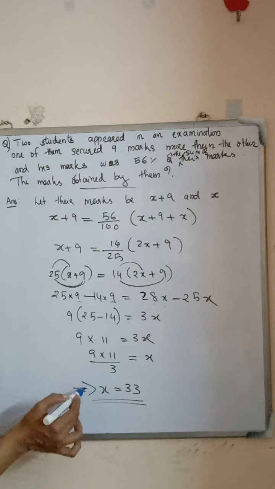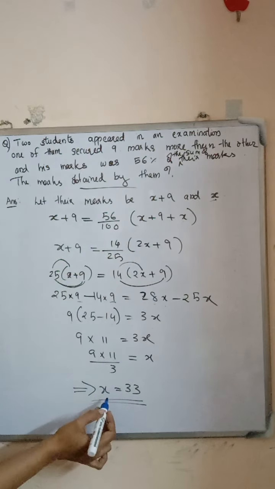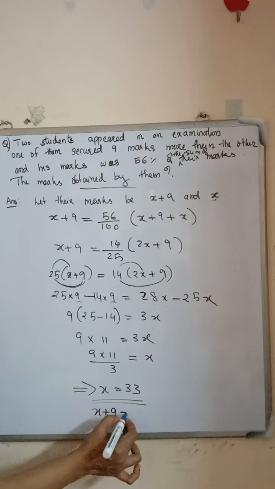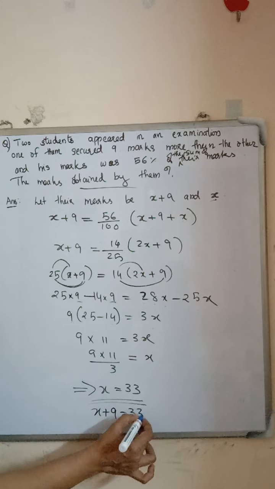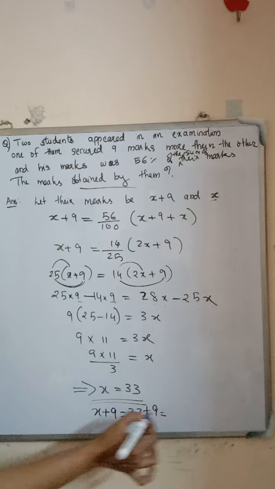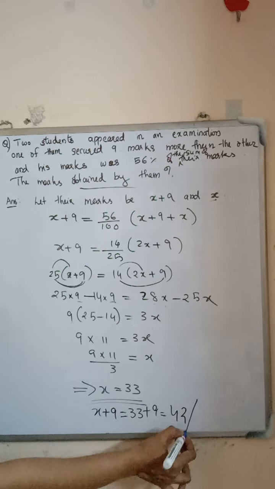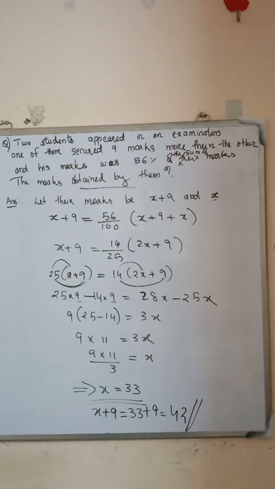So the marks obtained by one of the students is x, and the other student got x plus 9 marks. That is 33 plus 9, which is equal to 42. So the marks obtained are 33 and 42.